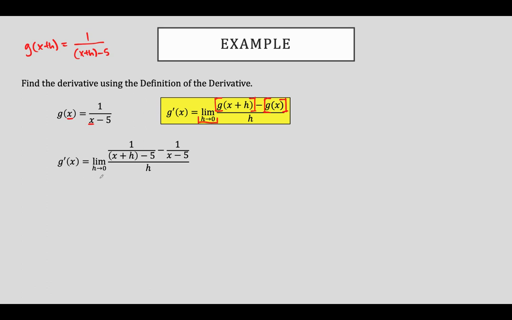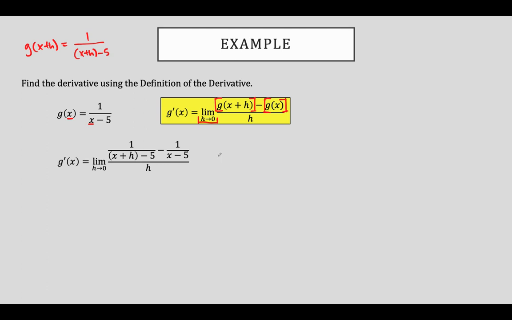g prime of x equals the limit as h approaches 0 of 1 divided by x plus h minus 5 minus 1 over x minus 5 divided by h. And to find our derivative, we need to simplify and evaluate the limit. Well, take a look. If we try direct substitution at this point, meaning we plug in 0 for h, I get 1 over x minus 5 minus 1 over x minus 5. Notice those would be the same and give me 0 in the numerator and 0 in the denominator. As we know, 0 divided by 0 is the indeterminate form.